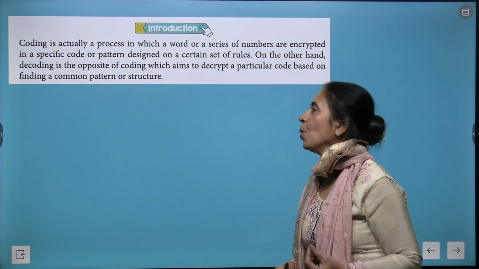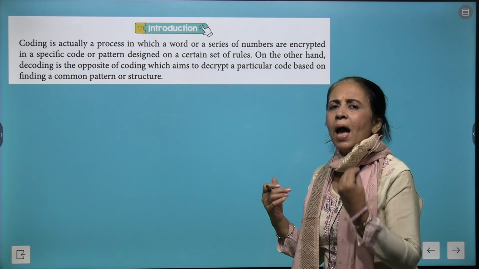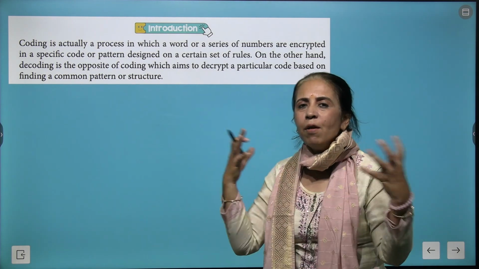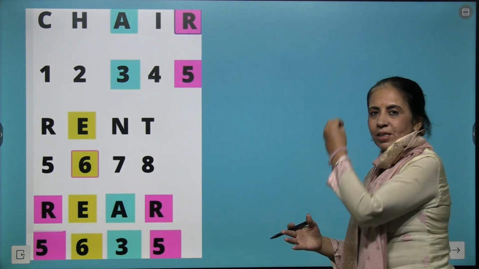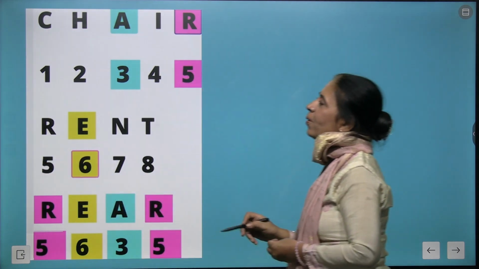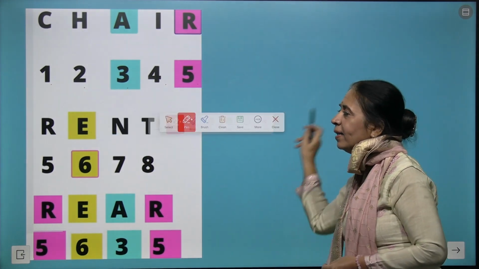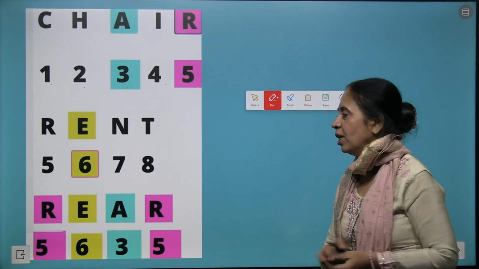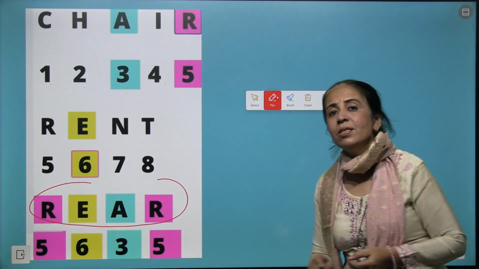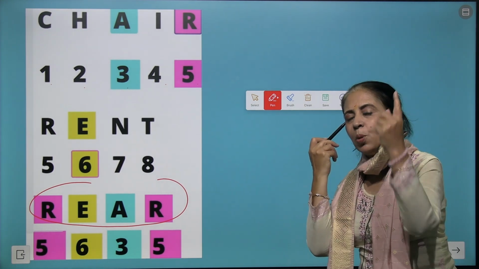So interesting. So I believe you are also interested to understand how do we learn coding and how to reveal the unfolded secrets. So here we move and we have written chair with the help of numbers. So funny, isn't it? Let's see how we write it. I have written chair as 1, 2, 3, 4, 5, and then I wrote rent as 5, 6, 7, 8. Now the question is, how are you going to represent rear with the help of numbers?